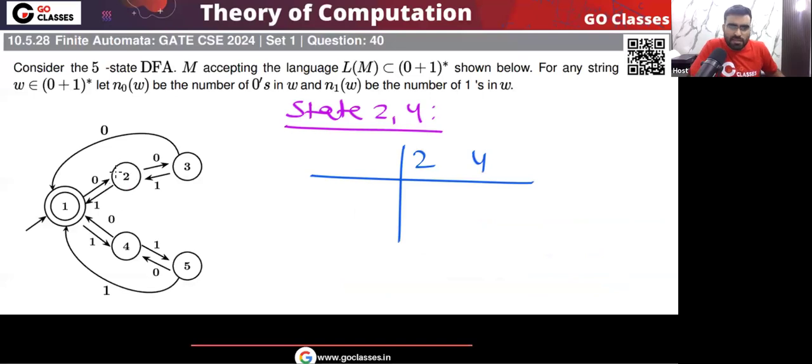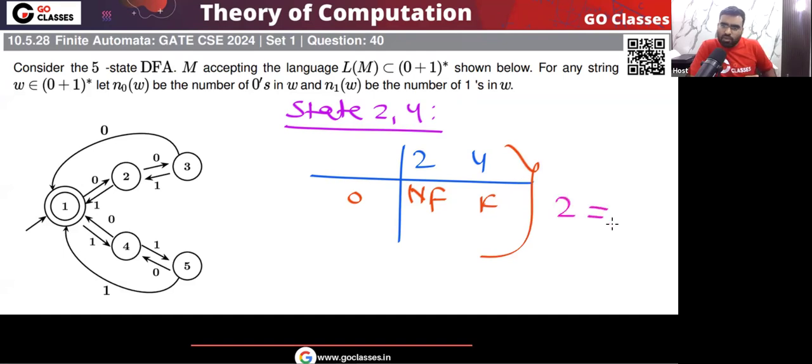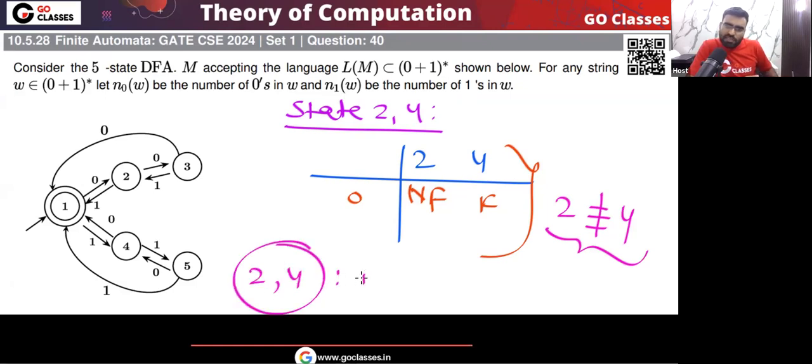You can easily see that state 2 and state 4, on 0, where are they going? On string 0, state 2 goes to a non-final state, while state 4 on 0 goes to a final state. So can I say that state 2 is not equivalent to 4? They are definitely distinguishable. Yes or no? States 2 and 4 are distinguishable states.